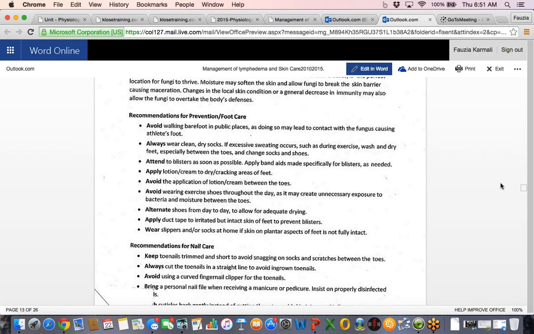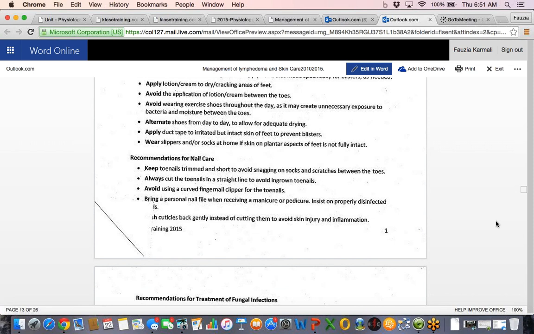Don't put lotion or cream between the toes. You don't want too much moisture in there. Avoid wearing exercise shoes all day, again because we don't want a lot of moisture. Wear slippers or socks at home. Again, keep your feet dry.